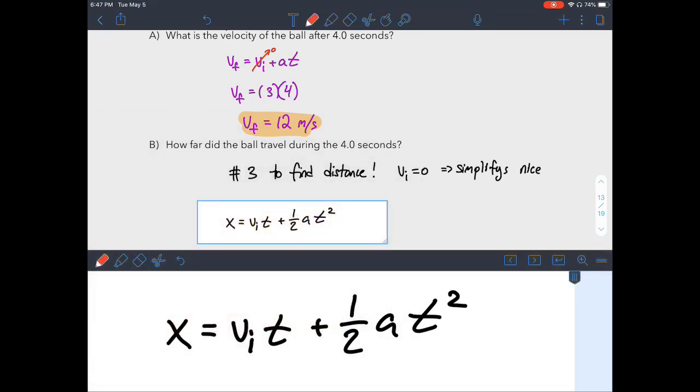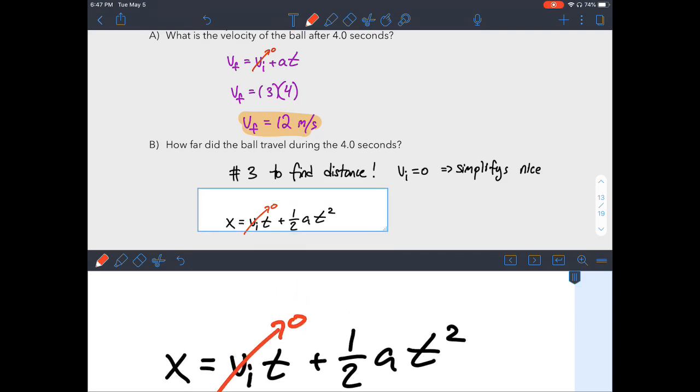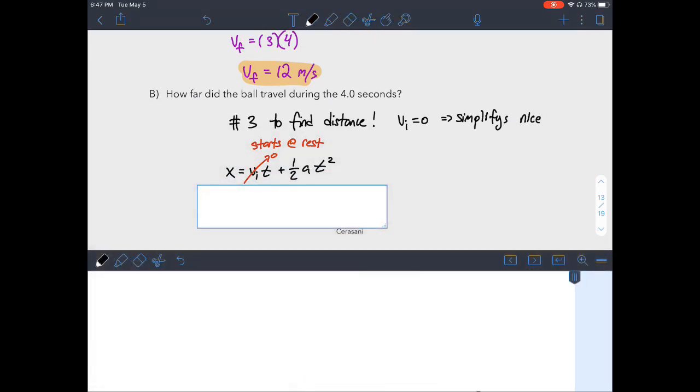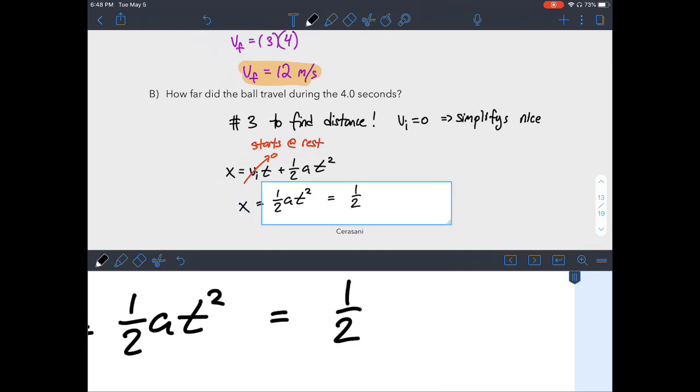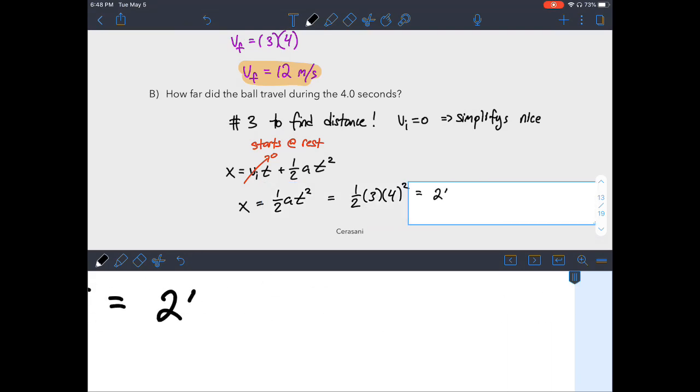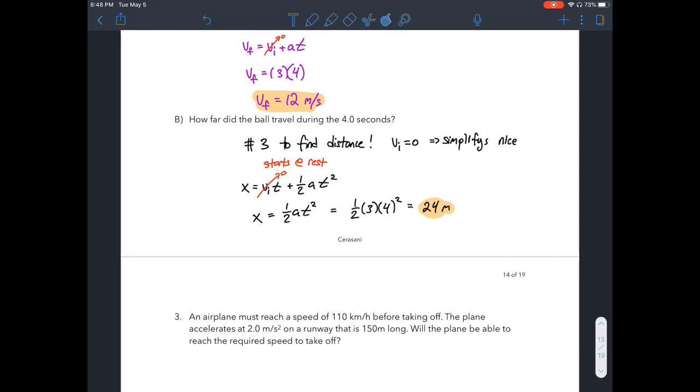And right away, since we start at rest, we can get rid of this term, that 0. That's fantastic, which means all we're looking at now is the distance is just going to be 1/2 AT squared. Super nice. We don't even need part A for this. We're given the acceleration. We're given the time. We can just punch in our numbers. 1/2. Our acceleration is 3. That's fantastic. Our time is 4 seconds. You punch that in, you do the math, and you should get 24 meters. Great example of using that third equation.